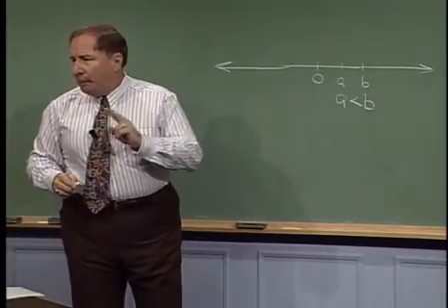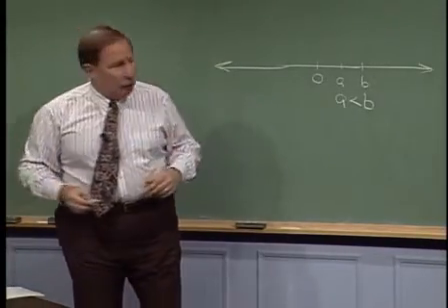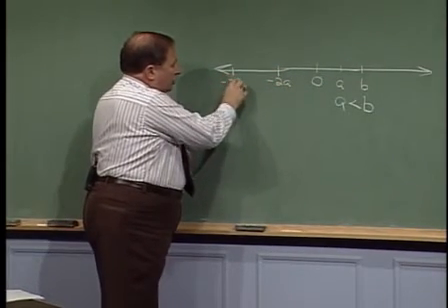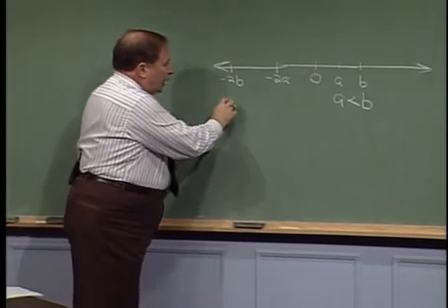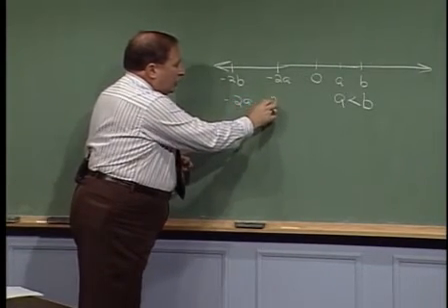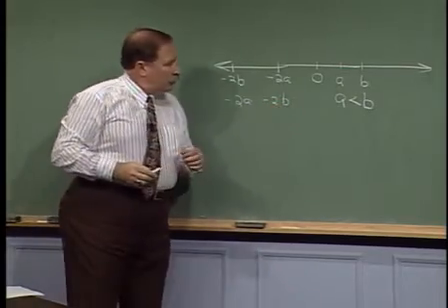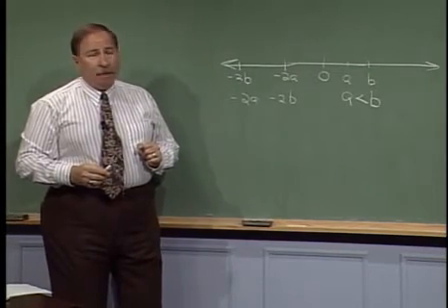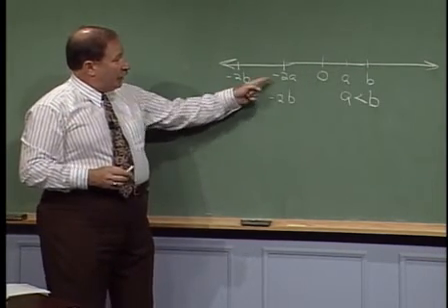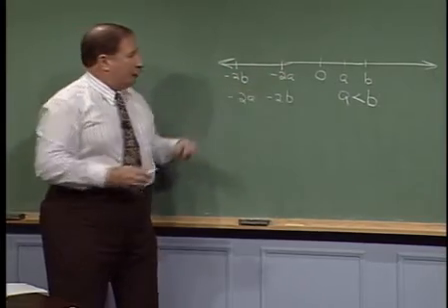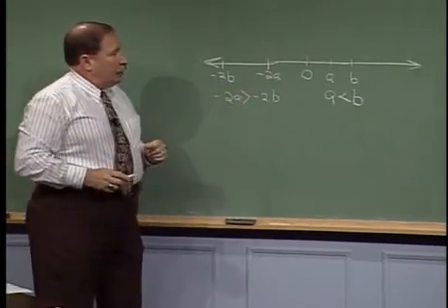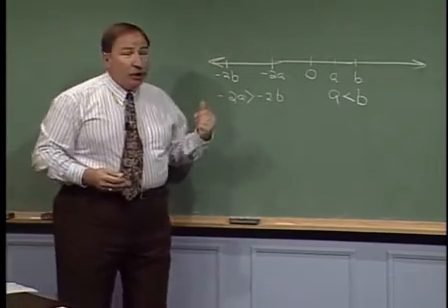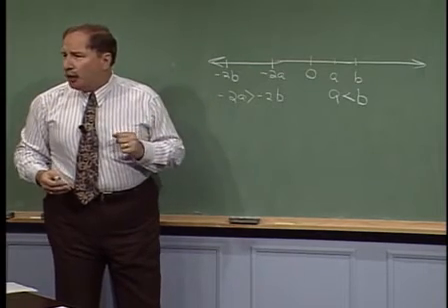What if I multiplied both numbers by negative 2? Well, it might be over here. Here's negative 2A, and here's negative 2B. Now, if I wrote negative 2A and negative 2B, what symbol would you put in between? Would you still put less than? And the answer, I think, is no, because you'll notice that negative 2A is to the right of negative 2B. You'd put greater than. This is the one difference. When you multiply or divide both sides of an inequality by a negative, it changes the direction of the inequality.